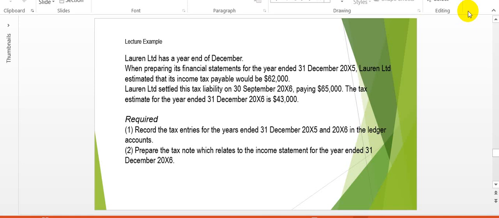The tax estimate for the tax year ended 31st December X6 is $43,000. We are required to record the tax entries for the years ended 31st December X5 and X6 in the ledger accounts, and to prepare the note which relates to the income statement for the year ended 31st December X6.